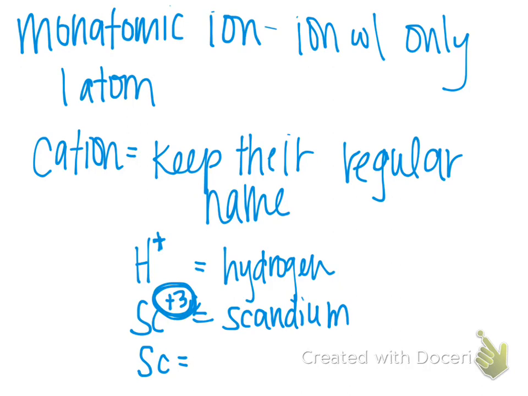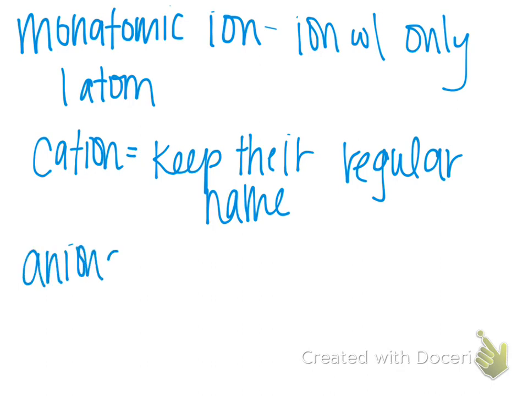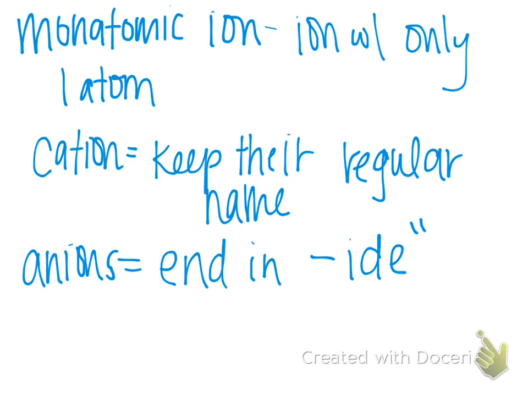All right, so cations get to keep their regular name. Anions is where we make a change. When we're naming a monatomic ion that's an anion, that's negatively charged, anions end in the suffix IDE. So when we're naming a monatomic anion, it changes the suffix of that word, and it ends in IDE.